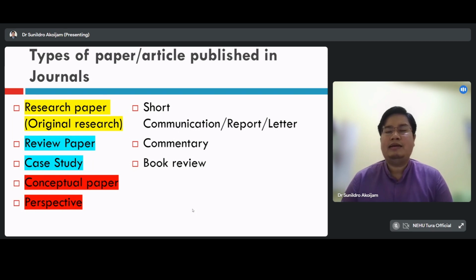This type of article is not normally published in all journals, but in some journals you will find this kind of article also. Next is commentary. Commentary is that type of article in which the researcher or the faculty try to give a comment on some ongoing or very important issue which is going around.